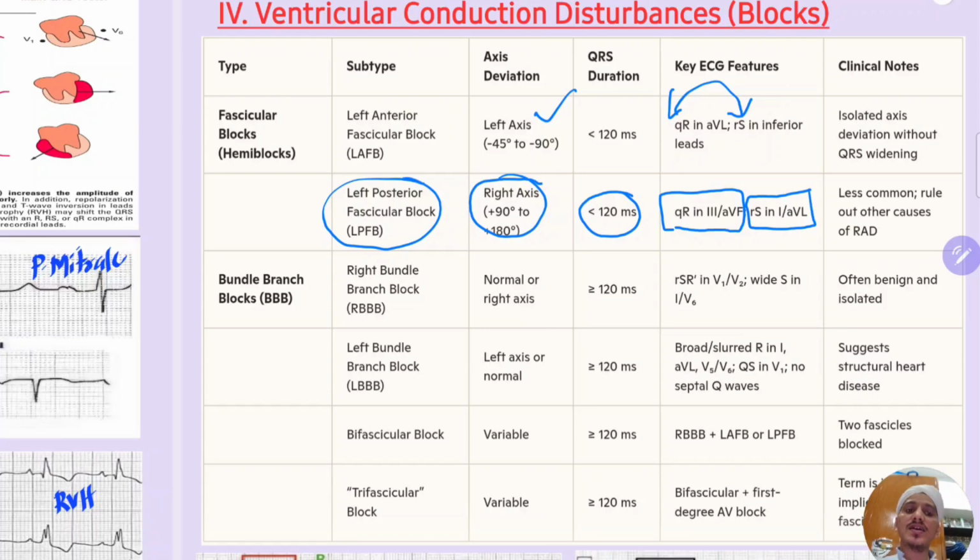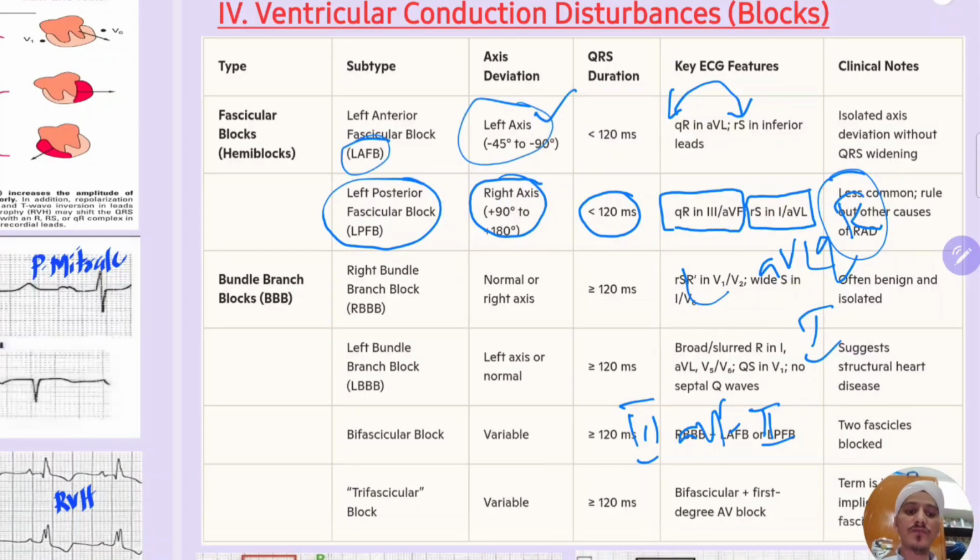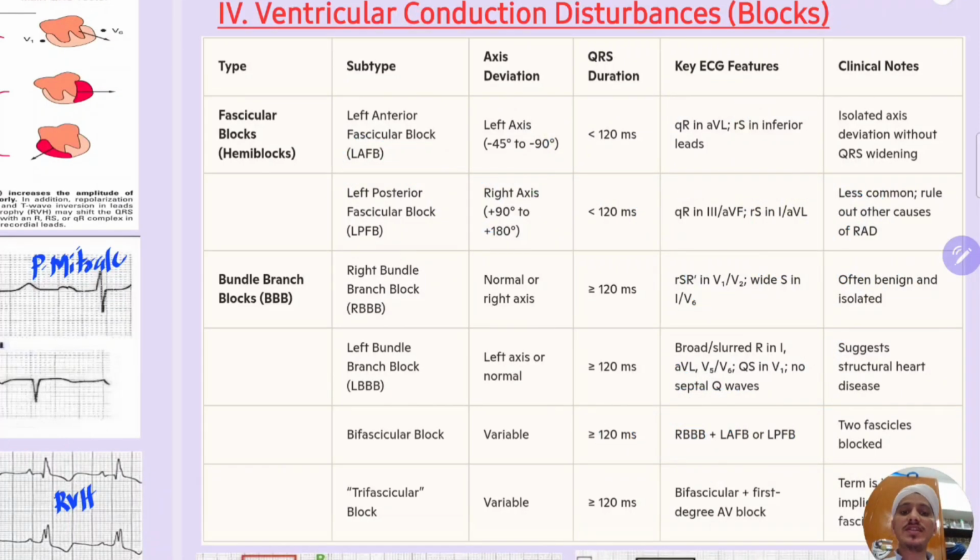the inferior leads. Because you just imagine the cameras: this is AVL, here is 2, 3, AVF, and this is 1. So when there is left axis deviation, of course R should be more here, that's why there is QR pattern in left anterior fascicular block. And when there is right axis deviation, R should be here. That's why in posterior fascicular block, because there is right axis deviation, the QR pattern will be seen in the inferior leads. Simple. So now we will see that in ECG.